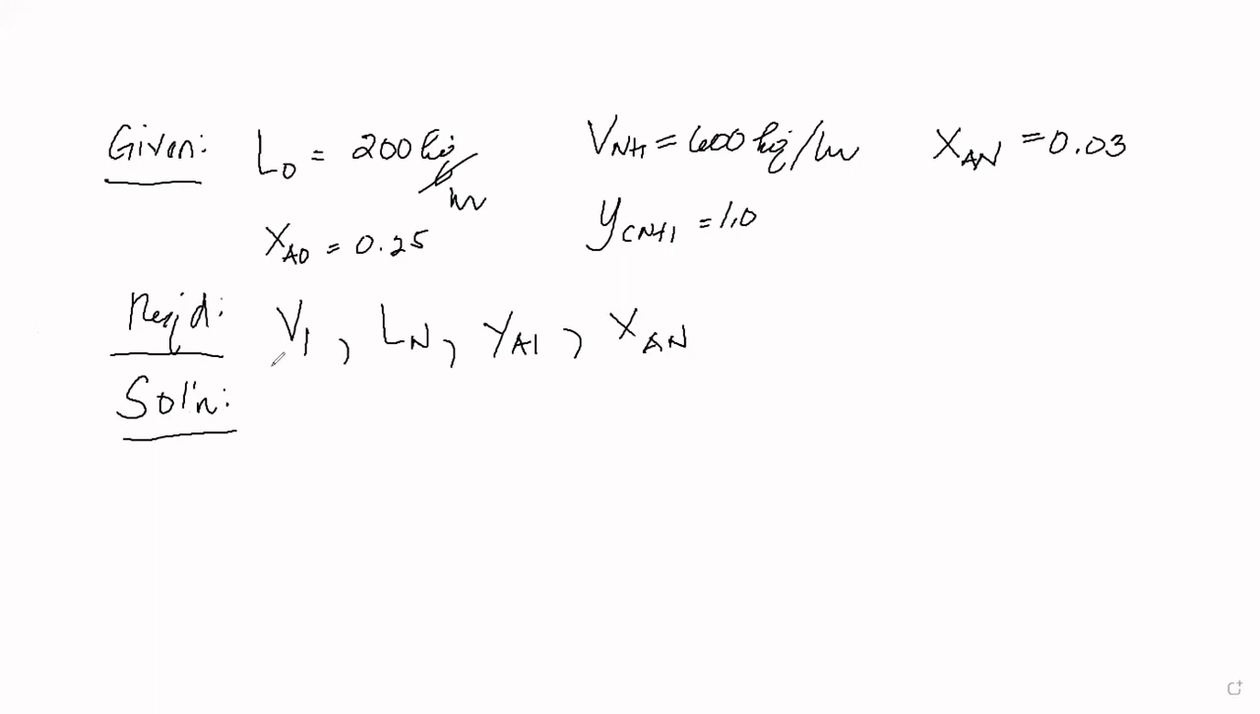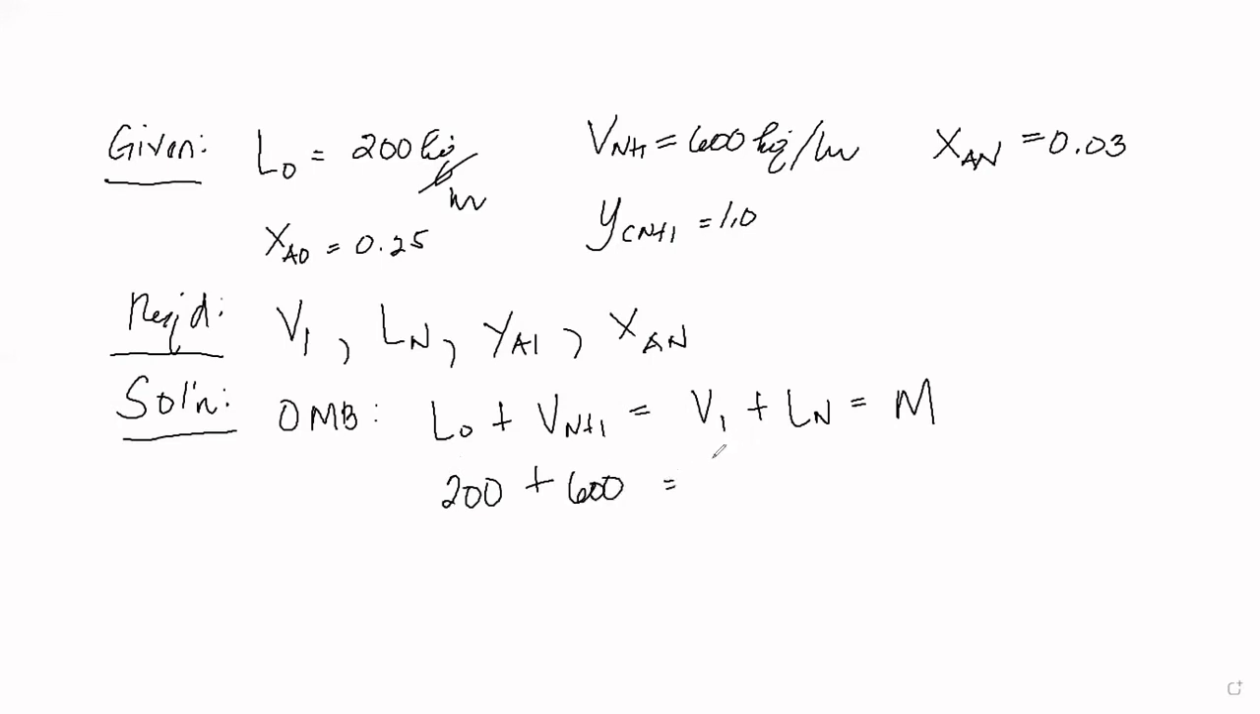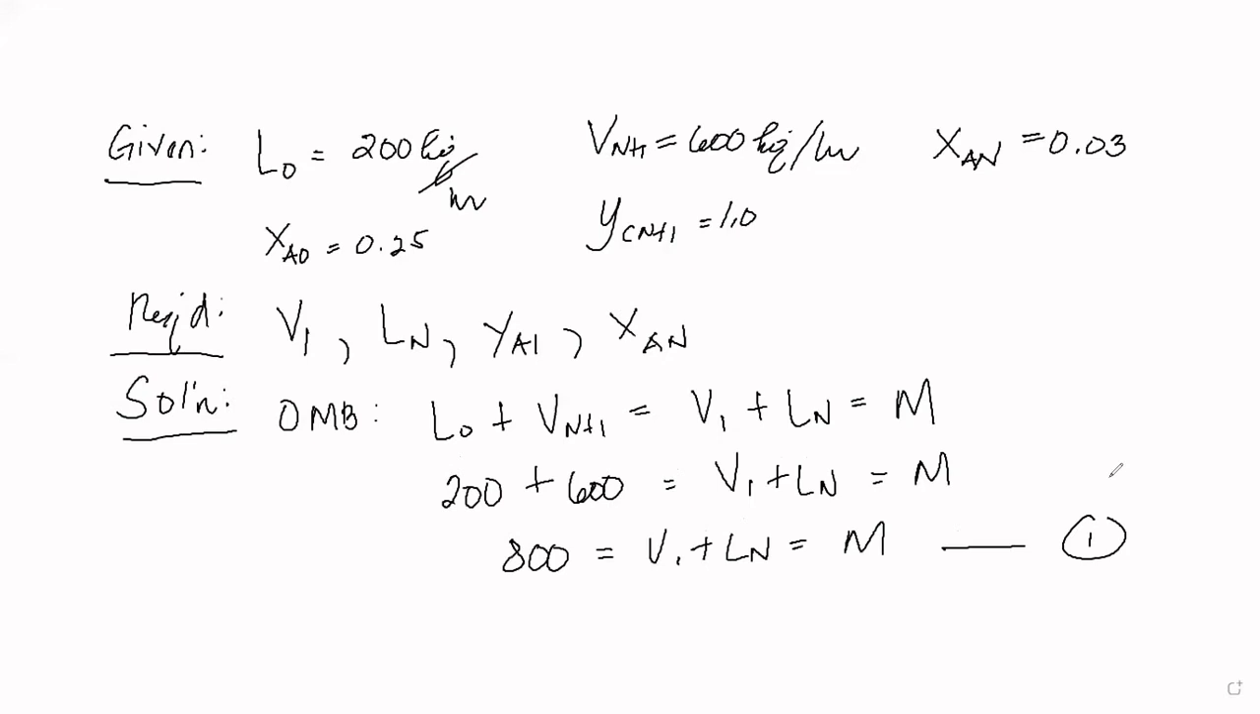Okay, if we start with an overall material balance, that would be L0 plus V sub N plus 1, which is also V1 plus LN, which is your bulk phase M. Your L0 is 200, your V sub N plus 1 is 600. These two are still unknown, and M. So 800 is equal to these two phases that we want to know and equal to the bulk phase. We'll make it our equation one.